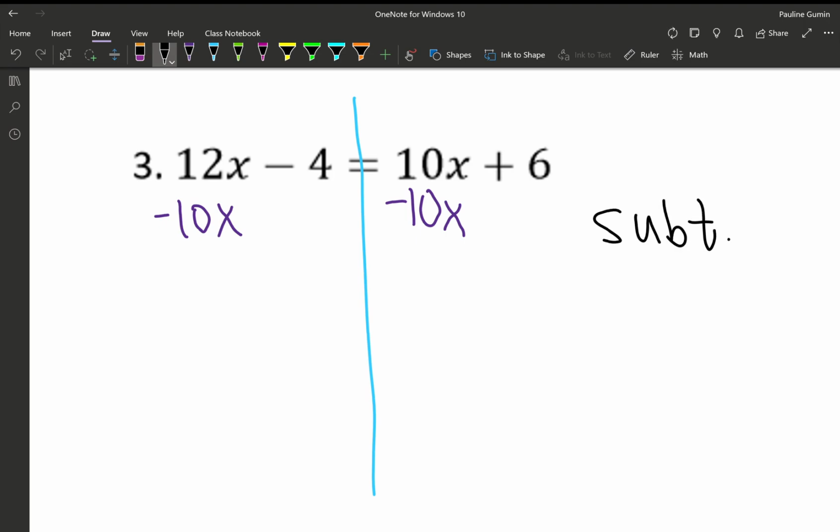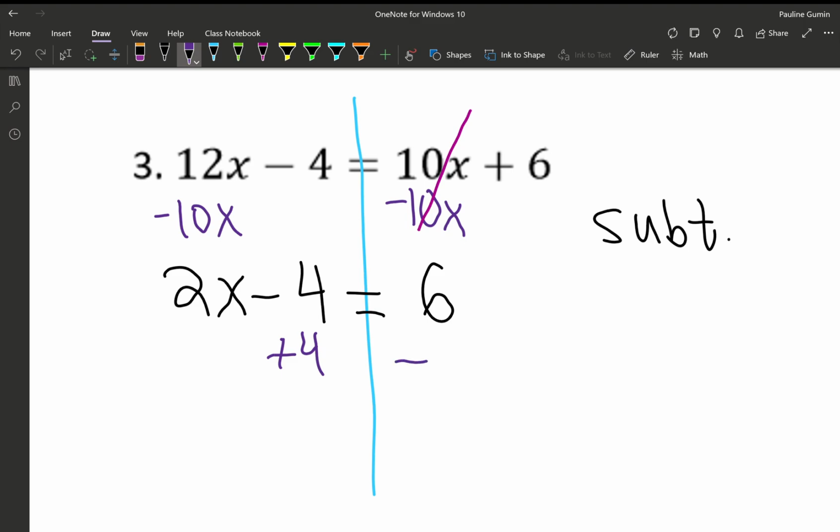Okay. On the left, 12x minus 10x leaves us with 2x. Bring the negative 4 down. The 10's on the right cancel, and we're left with a positive 6. We do not need to write a plus for the positive, so it's just 6. Now let's move the 4 to the right. We're going to do that because if our letters, our variables, are on the left, our numbers should be on the right. So I'm going to add 4 to both sides to undo that subtraction.